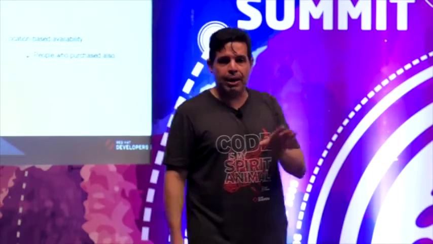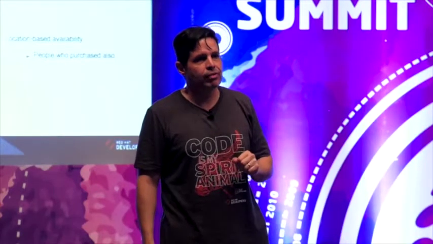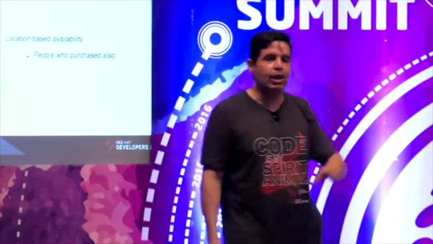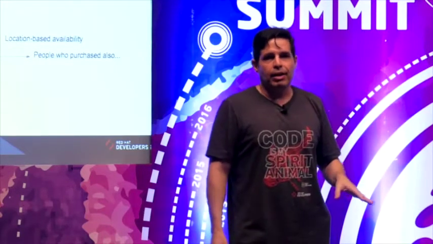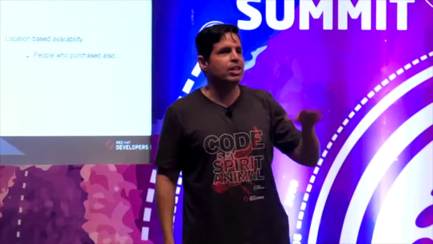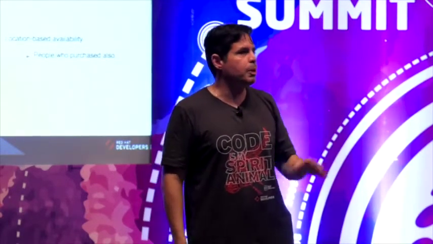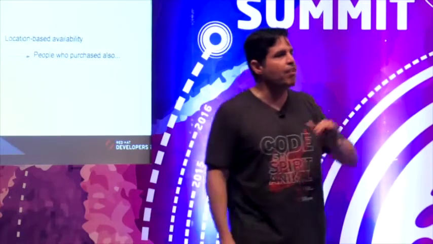Well, one of the ideas of a microservice architecture is to be prepared for failure. So in this case, suppose that the location-based availability is not working. It's offline. We will not shut down and start losing sales just because one microservice failed, okay? So you need to provide a fallback.